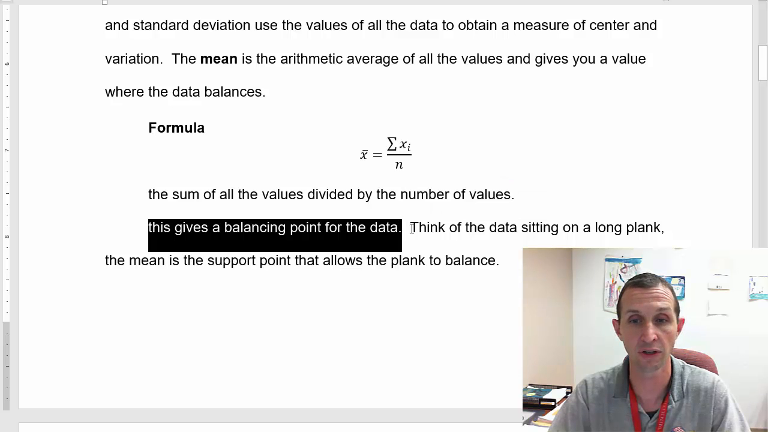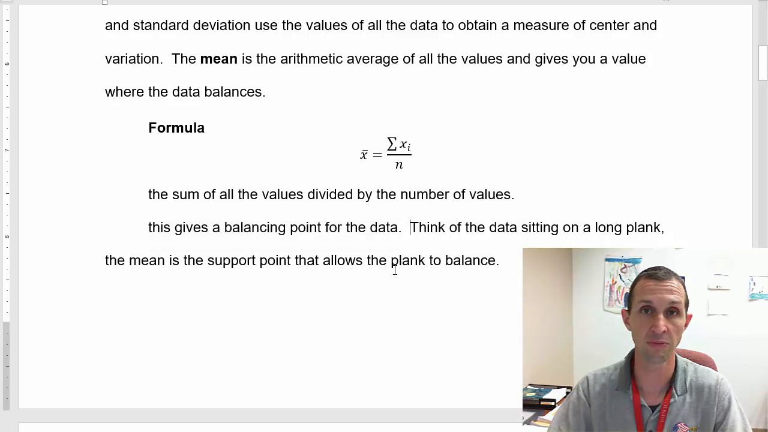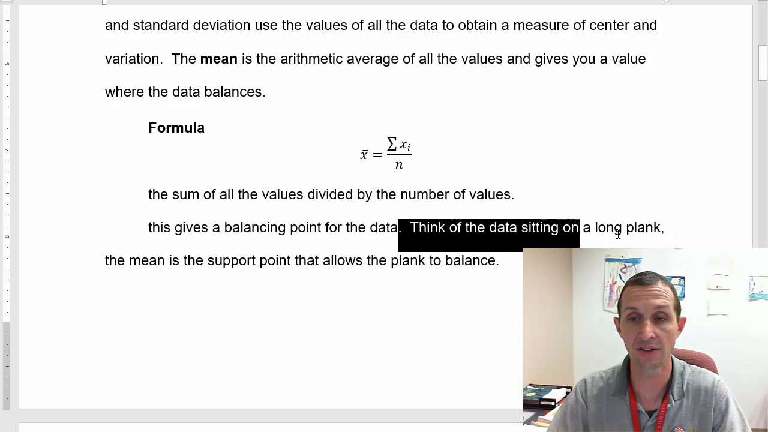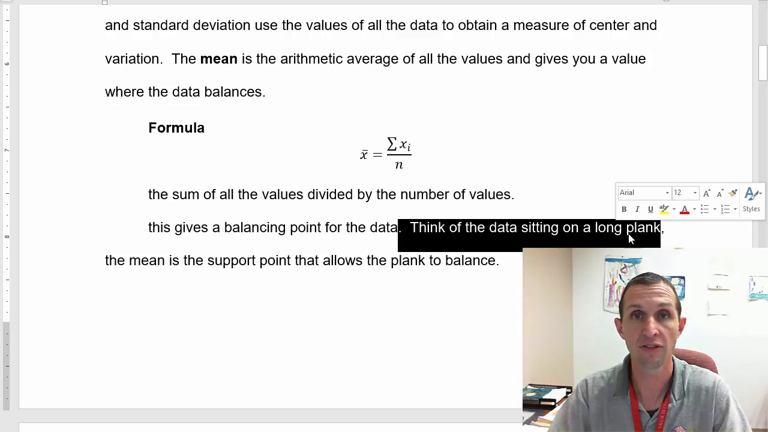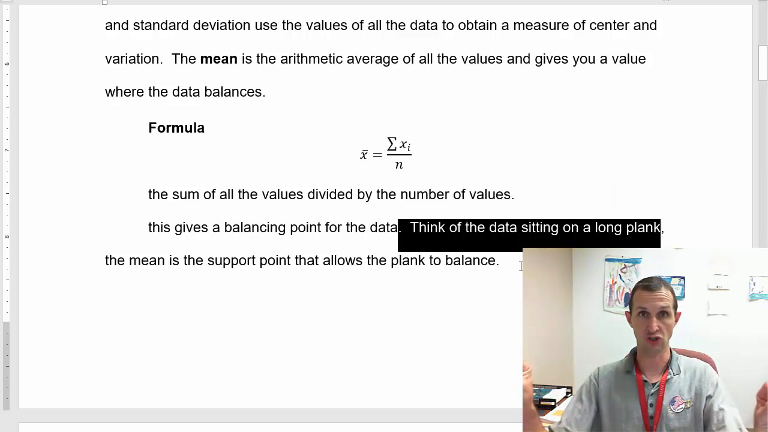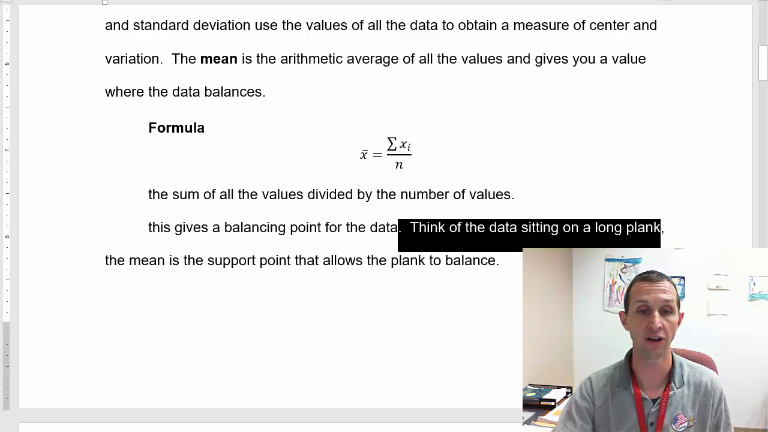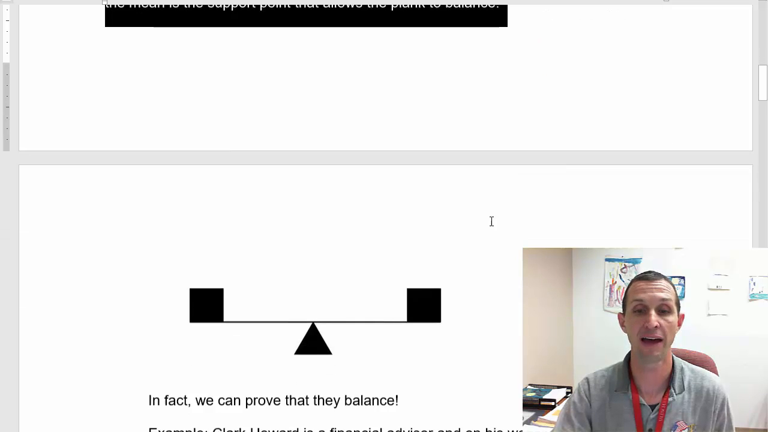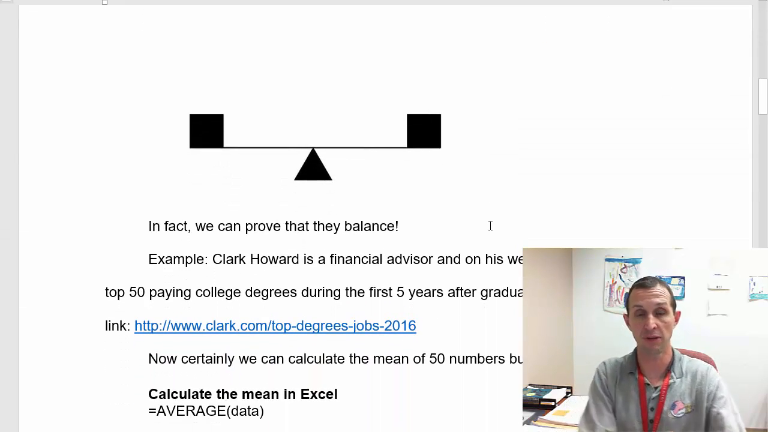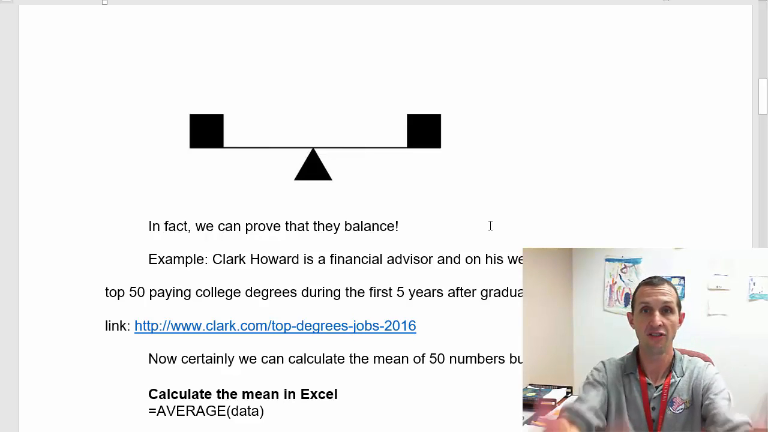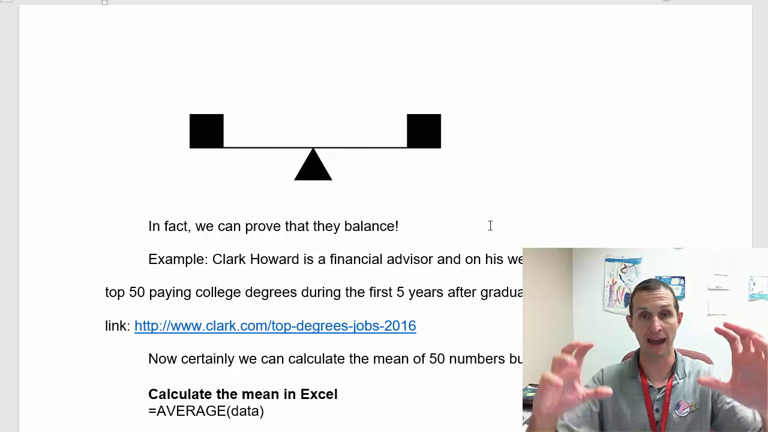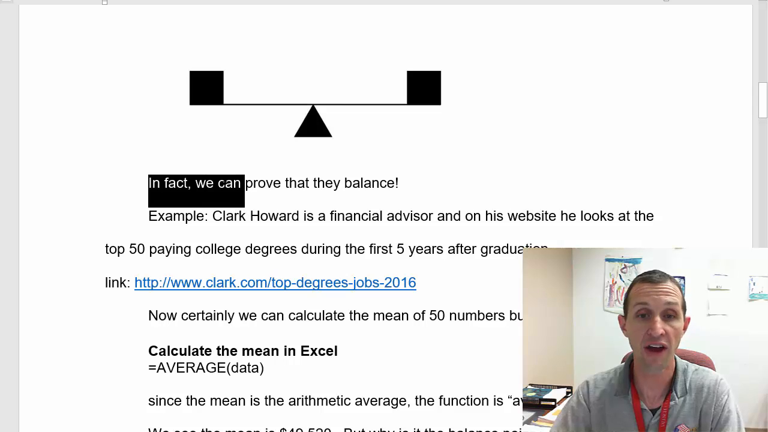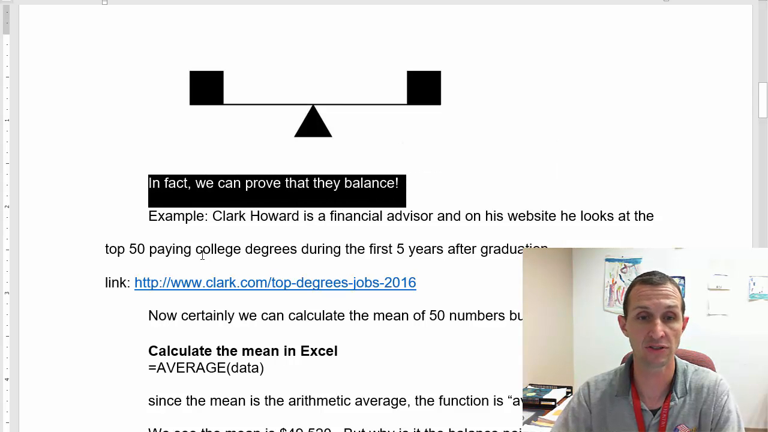This is something I discovered when researching for it, not discovered, but maybe thought about in a different way when I was researching this lesson. And think of the data sitting along a long plank, right? Think of the axis, right, that's being stretched out, and you're going to put all of the data on it. And so the mean is the support point that allows the plank to balance, right? So if you see this picture over here, right, then that data on each end, right, is balancing on this point right here. And so, in fact, we can actually prove that they balance, right?